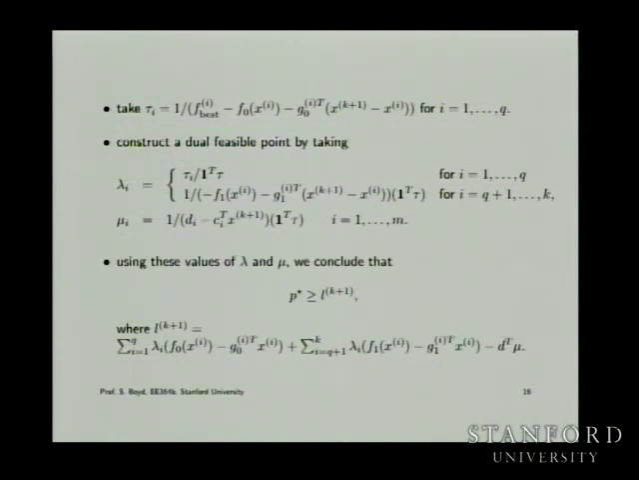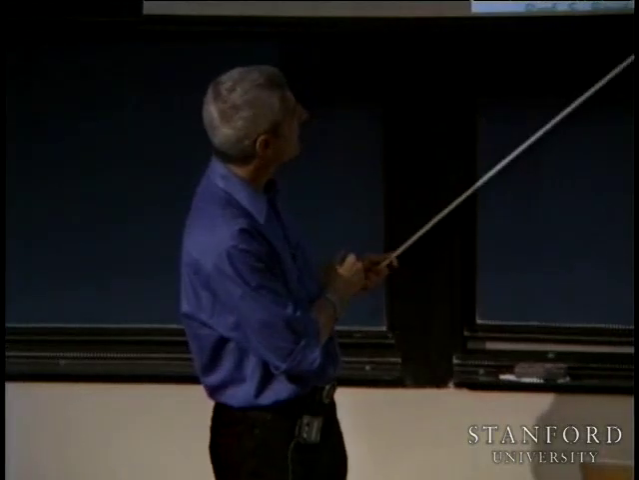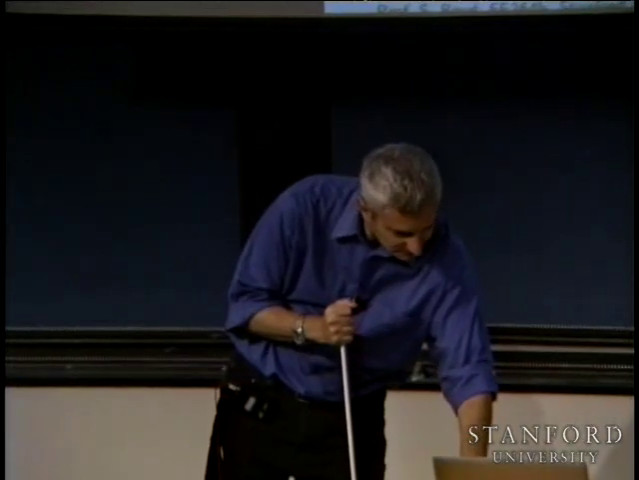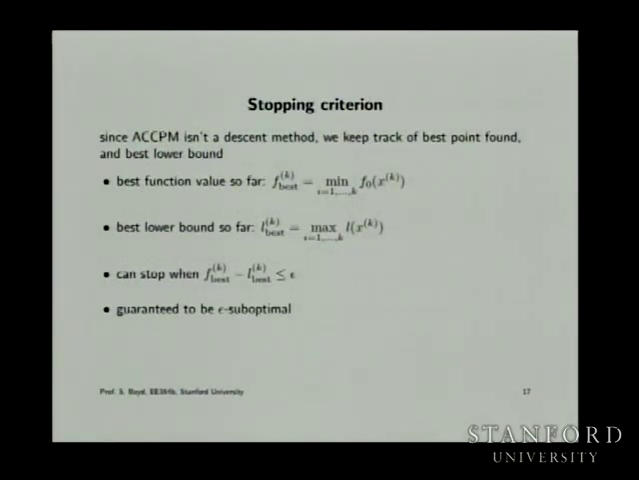Analytic centers are associated with central paths. On a central path, you've actually calculated dual feasible points, whether you know it or not. Dual feasible points means you have lower bounds on the problem. And so when you put all that together, that's the lower bound right there, which you've actually calculated. Okay, and ACCPM isn't a descent method, so you keep track of the best point bound and so on.